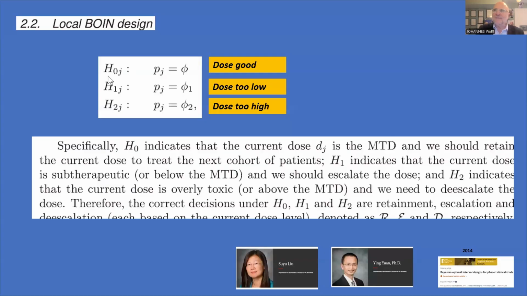Different from the 3+3 design, there are a number of variables to be determined in the beginning, starting with the target toxicity probability. The target toxicity probability is called phi. Now, with that, there is an upper and a lower limit of what is considered acceptable, where they want to stay at the same dose. Those limits are called phi 1, if it's below that, the dose is too low, or phi 2, if it's above that, the dose is too high.